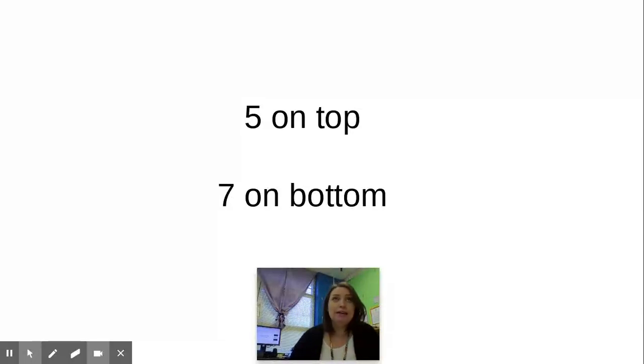5 on top, 7 on bottom. Well, if I already knew that 5 and 5 was going to be 10, and then I just added 2 more to the bottom, 10, and then 2 more would be 12.